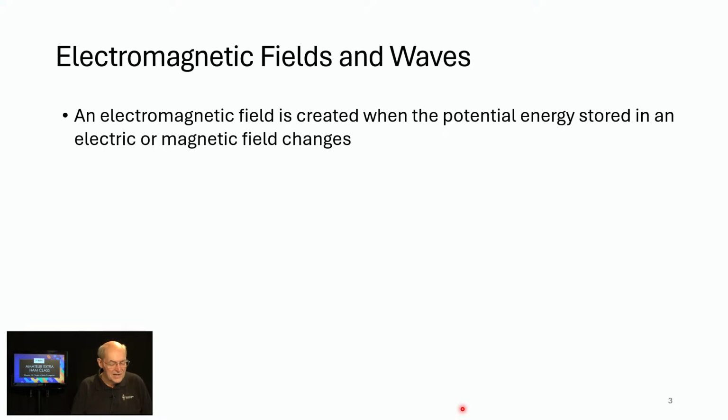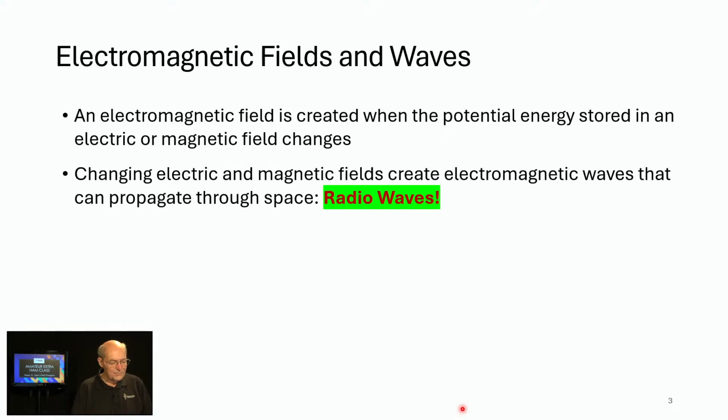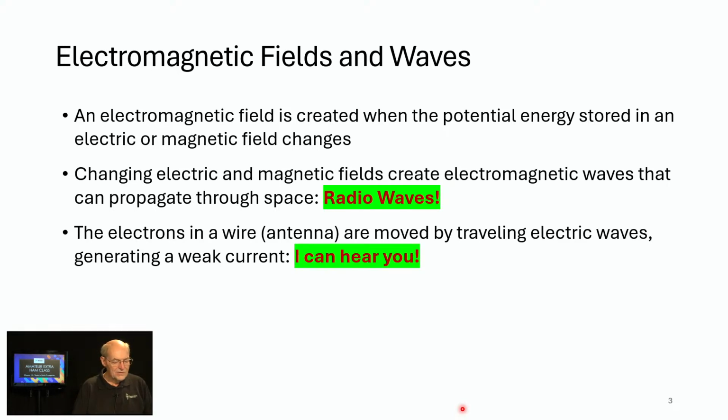All right, so electromagnetic waves and fields. This occurs when energy is released in the form of radio waves, potential energy in the form of batteries or whatever. When we generate RF, an electric and magnetic field results. So the changing fields create the waves that can propagate through space. That's the magic of radio waves. And then those radio waves tickle electrons in an antenna and create electric waves in the antenna, generating a very weak current. And then from the radio waves being sent, I can hear you.